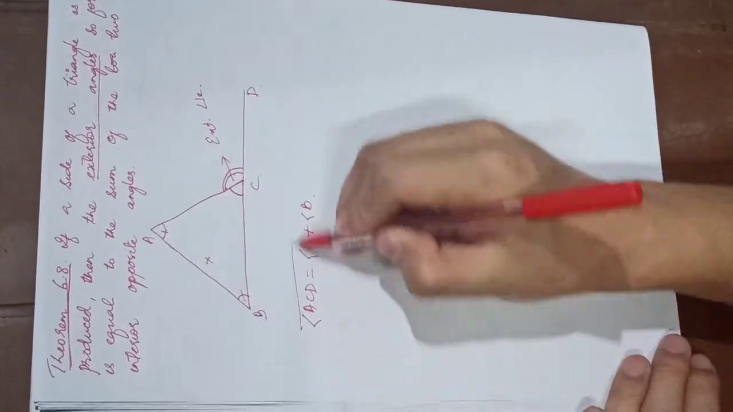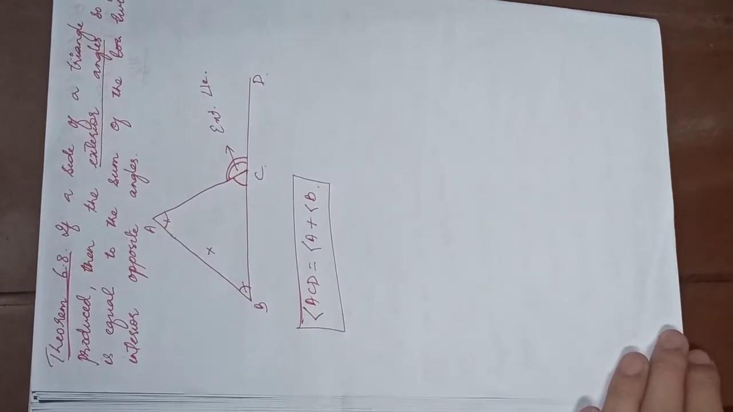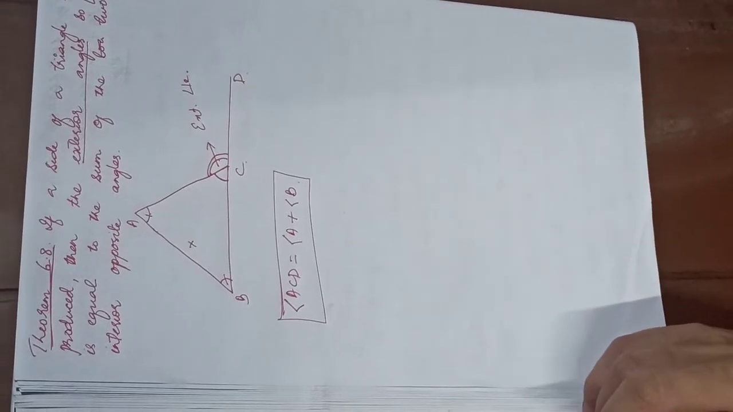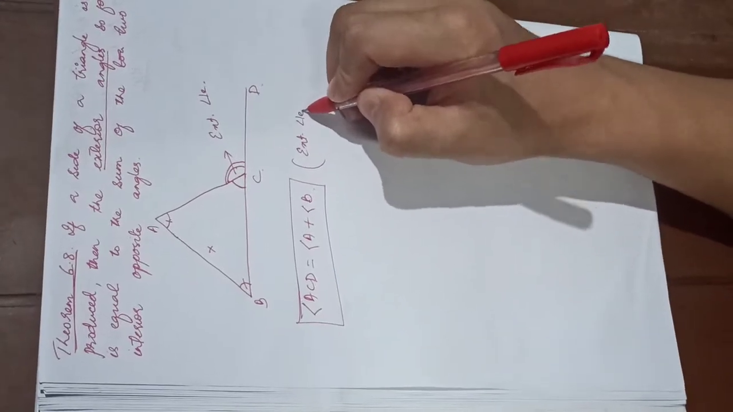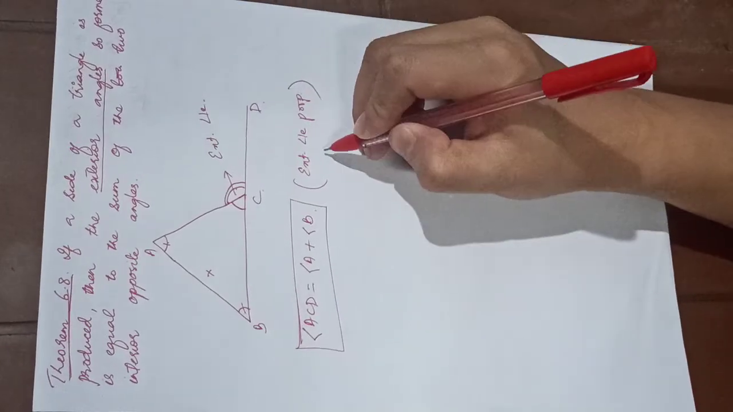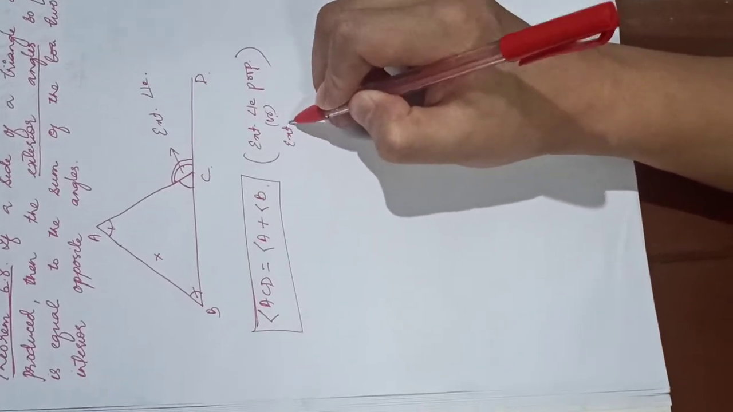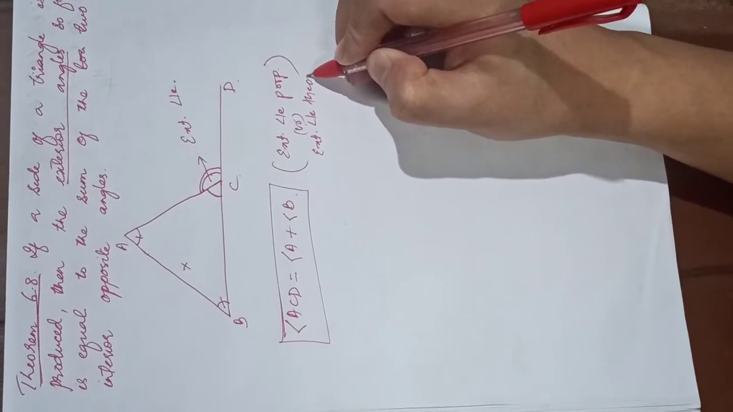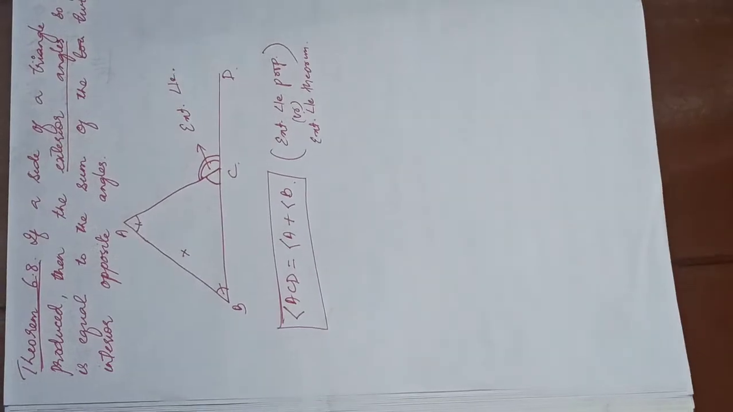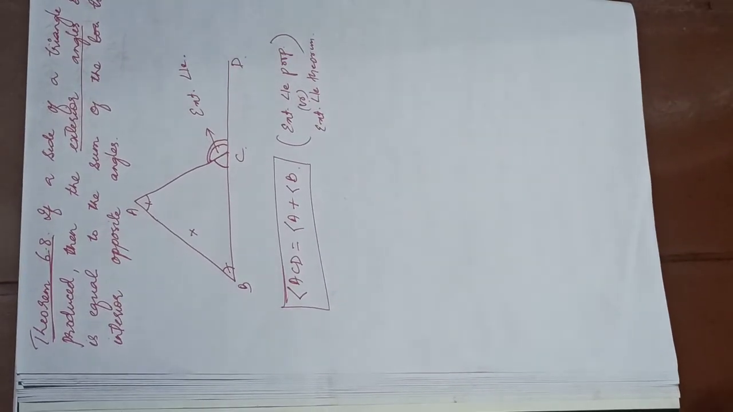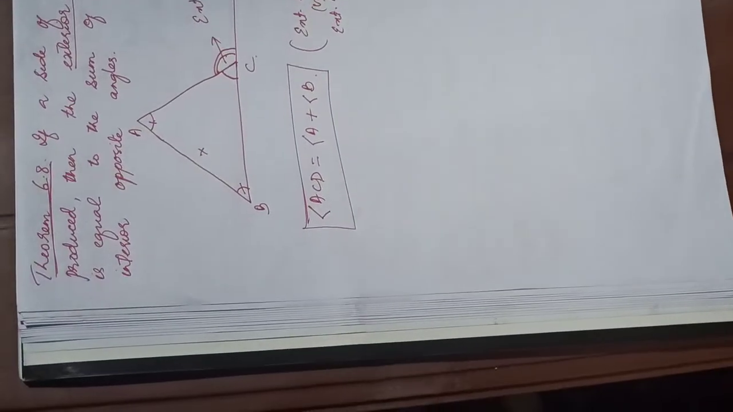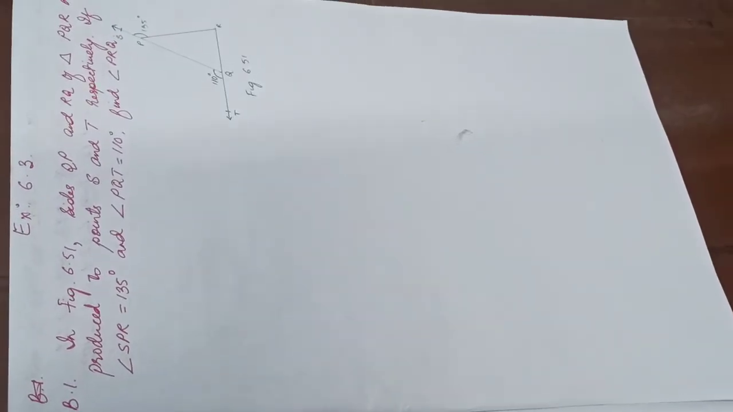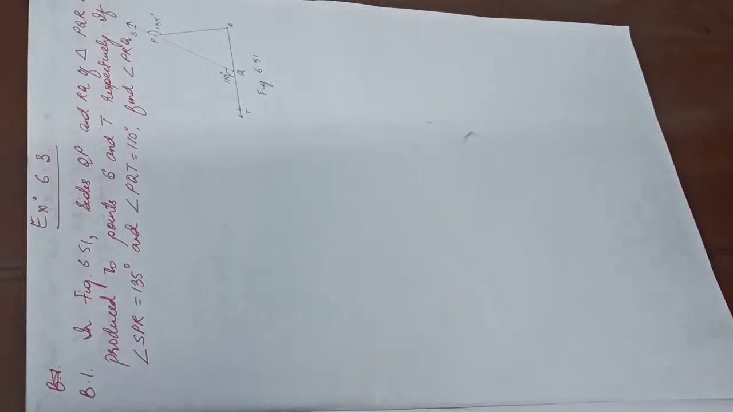This is what the statement of Theorem 6.8 is talking about, and in short we write it as the exterior angle property, or we can also use the term exterior angle theorem. Any one of them you can use. Is this clear? I hope this is clear to all of you. So with this concept we will go to exercise 6.3.